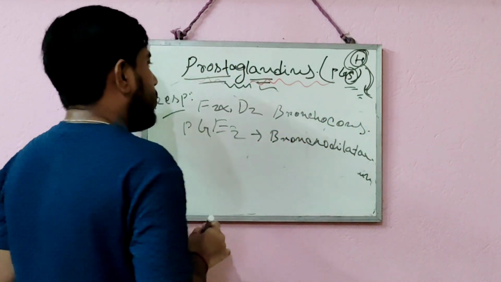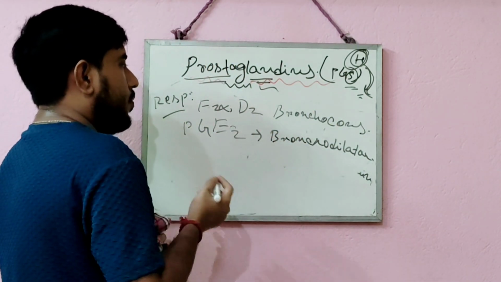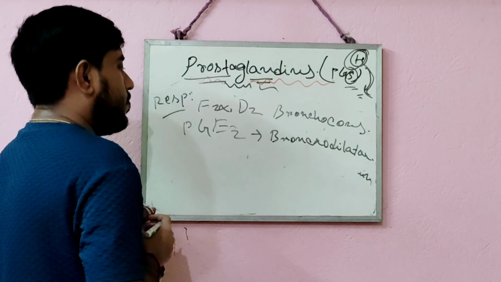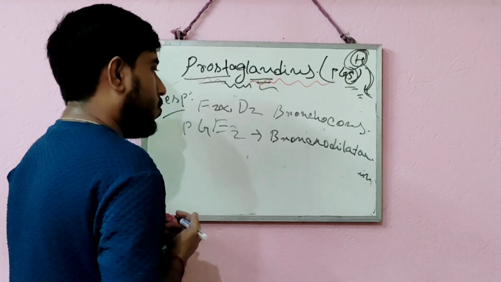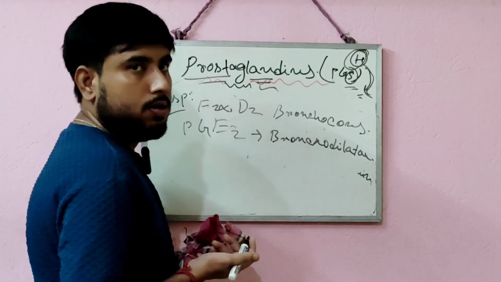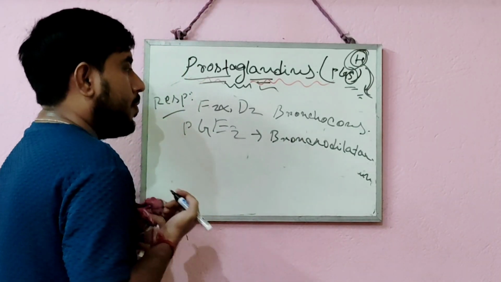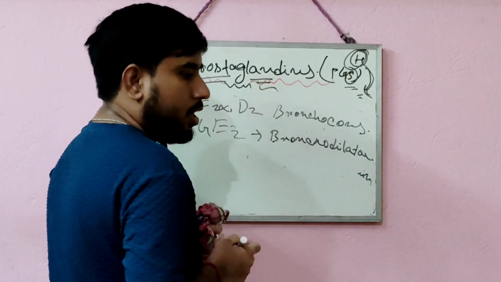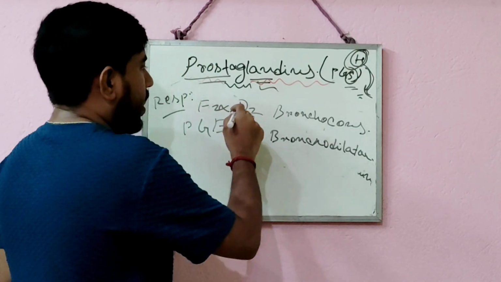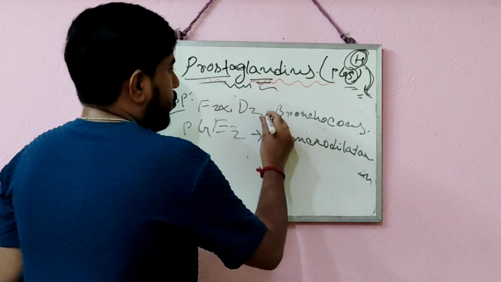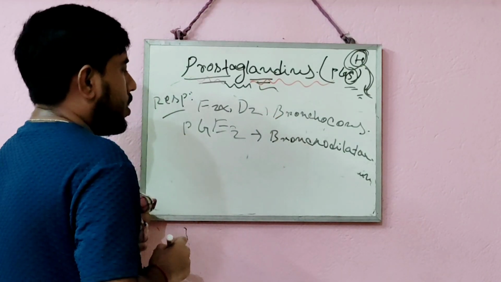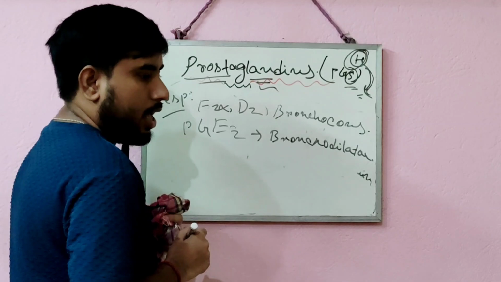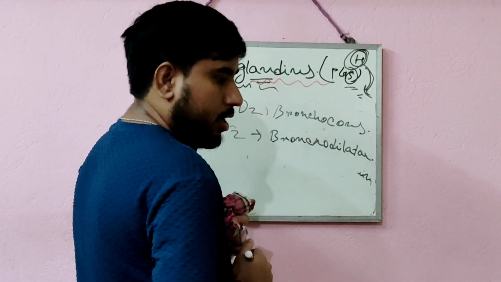So previously I saw that both E2 and F2 did the same work, vasodilator to vasodilator. Then in blood pressure they decrease blood pressure, and they decrease or inhibit platelet aggregation. But in the respiratory system, prostaglandin F2 alpha and D2 generally act as bronchoconstrictors, and PGE2 of prostaglandin generally acts as a bronchodilator.